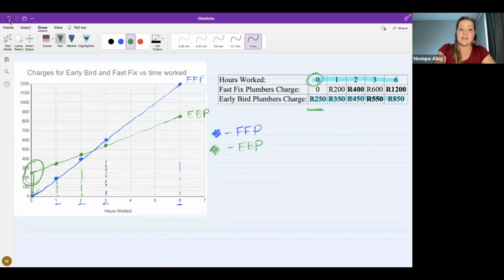So that's the one difference between the 2 graphs. We start at 250. Then all I've done is just moved along the table. We've got 1 hour. So I went to 1 hour. Okay, and I followed the line up until the table told me it cost 350 Rand. So I followed the line and I plotted my point. And then I did the same with 2 hours, 3 hours, all the way to 6 hours. Okay, so I followed the line for 6 hours up until the amount they told me at 6 hours, which was 850. And I plotted my last point and I joined the line.